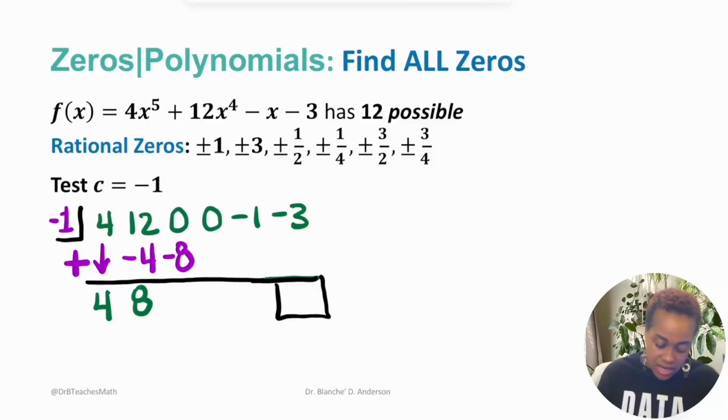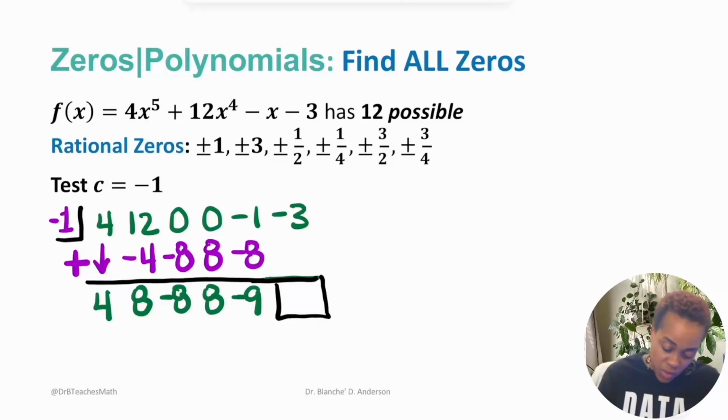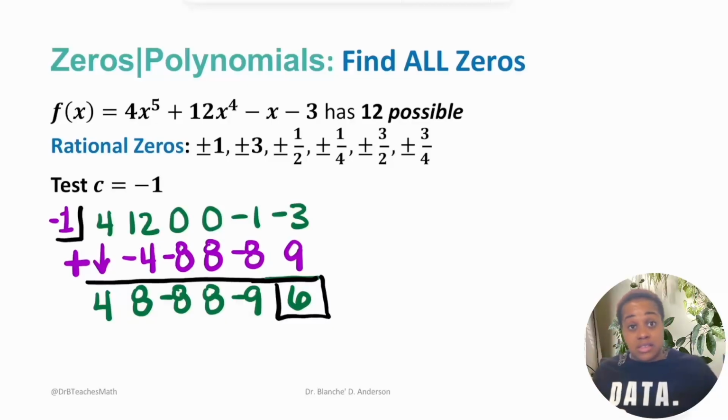Okay, 0 plus negative 8 is going to be negative 8. So negative 8 times negative 1 is going to be a positive 8. And then 0 plus 8 is obviously 8. And then 8 times negative 1 is going to be a negative 8, right? Negative 1 plus negative 8 is going to give me a negative 9. And then negative 9 times negative 1 is going to give me a positive 9. And then negative 3 plus 9 gives me 6. Same drama. Didn't work, right?